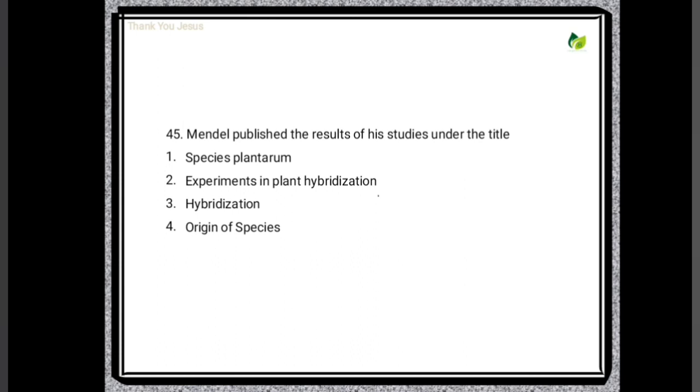Mendel published the results of his studies under the title Species Plantarum, Experiments on Plant Hybridization, Origin of Species. So the correct answer is Experiments on Plant Hybridization. Let's see the next question.